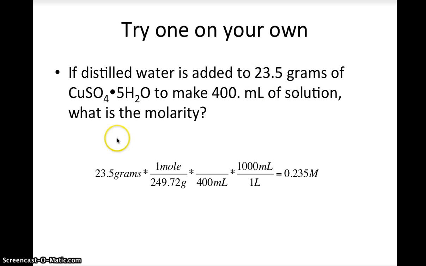So we're taking the 23.5 grams of copper sulfate pentahydrate. If you got a molar mass lower than this, remember that you have to add in the molar mass of water times 5 to the molar mass of copper sulfate. So then we have our moles, and then we also need to divide by the liters, so we need to convert milliliters into liters.